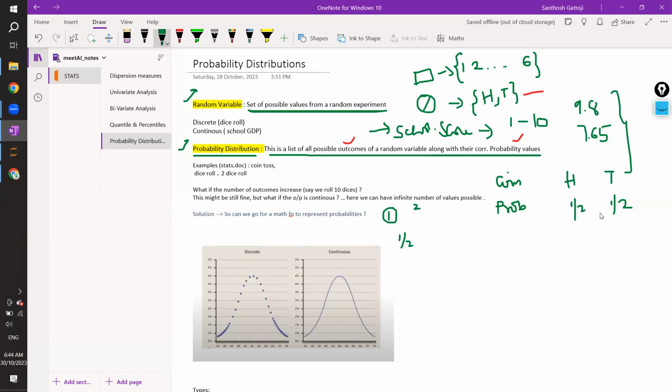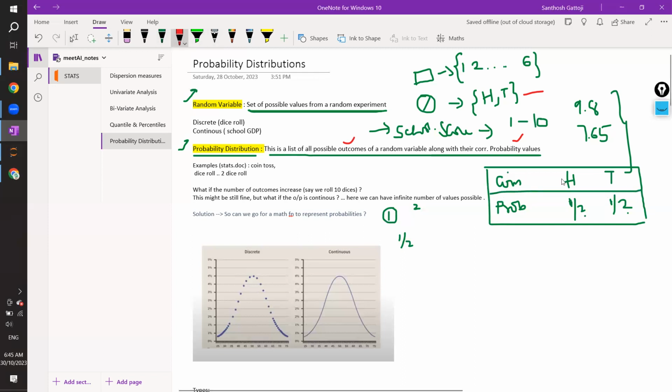Fine. Heads is occurring only once out of two possible outcomes. Tails is occurring only once out of two possible outcomes. So this table, you can call it a probability distribution table. Because you have a random experiment, which is tossing a coin, the possible outcomes, heads and tails, and the corresponding probability values. So this whole thing you can call a probability distribution.